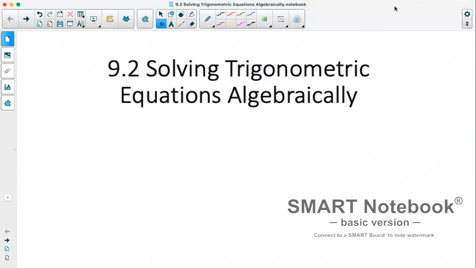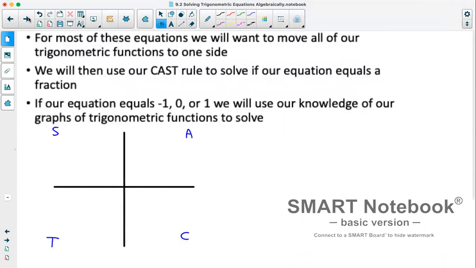Hi, today we are looking at section 9.2, which is solving trigonometric equations algebraically. Now, when solving algebraically, for most of our functions, we'll want to move everything to one side and simplify it as much as possible. We'll then use our cast rule, which you should have learned in grade 11, to solve our equation if it equals a fraction.